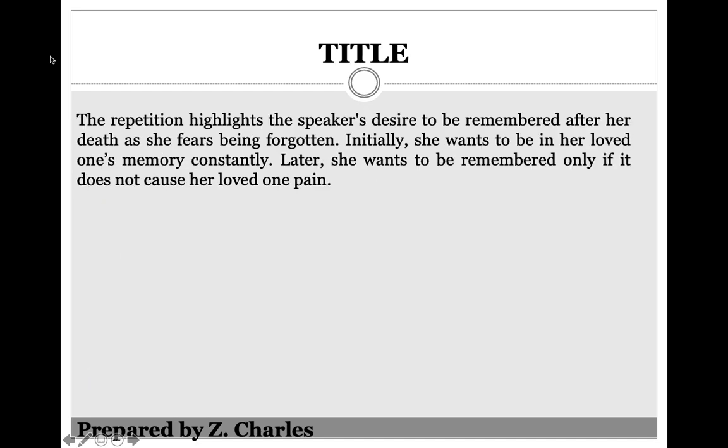So, the title of this poem, Remember, the repetition of the word remember highlights the speaker's desire to be remembered after her death, as she fears that she will be forgotten. Right? So that's kind of obvious. I'm sure you guys would have picked that up. And initially, she wants to be in her loved one's memory constantly. But later on throughout the poem, we learn that she wants to be remembered only if it does not cause her loved one's pain.